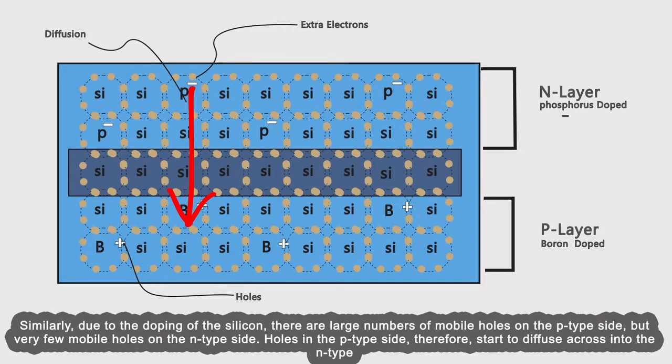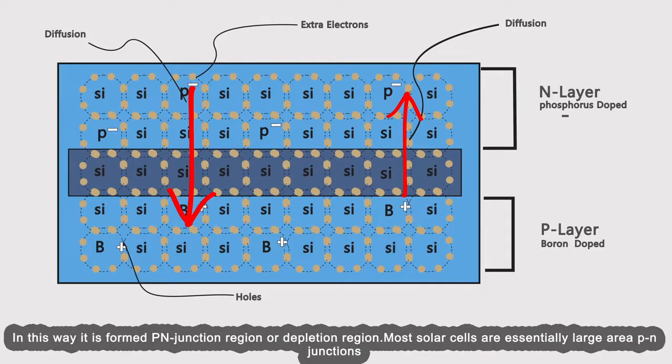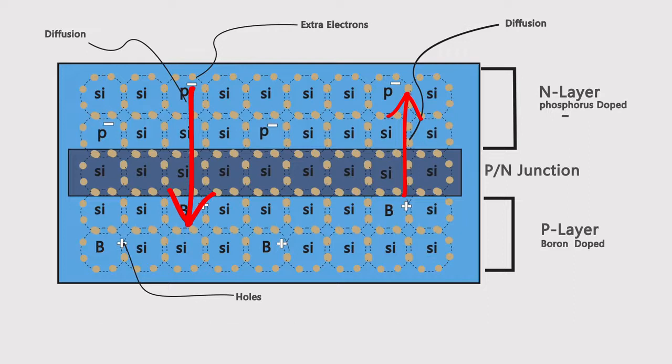Similarly, due to the doping of the silicon, there are large numbers of mobile holes on the p-type side, but very few mobile holes on the n-type side. Holes in the p-type side, therefore, start to diffuse across into the n-type side. In this way the p-n junction region, or depletion region, is formed. Most solar cells are essentially large area p-n junctions.